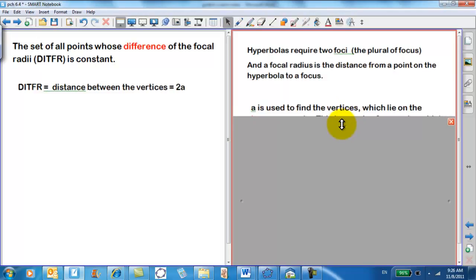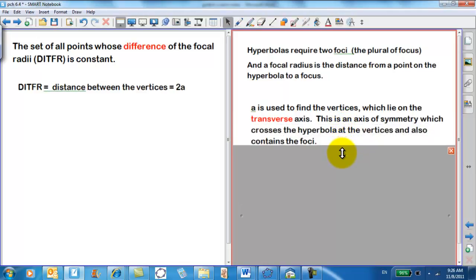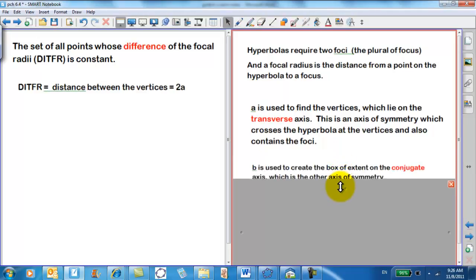Now, here are the A, B, and C's of hyperbolas. A is used to find the vertices as you would in an ellipse. And they align on what's called the transverse axis, because this actually crosses the hyperbola at the vertices and contains the foci. So the center, foci, and vertices are all on the transverse axis.